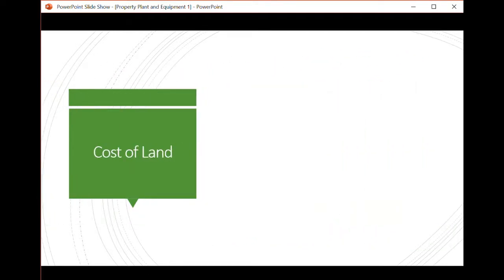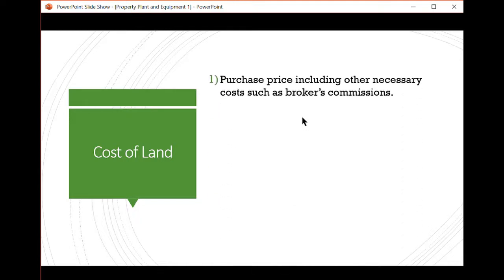Then we have the cost of land. So, as I mentioned, for a specific type of asset, there are specific costs. The three mentioned earlier were general: the purchase price, the costs in order to bring the asset to its present location and condition, and also the decommissioning or restoration costs. Now the specific ones. For land, you have the purchase price including other necessary costs such as the broker's commissions.